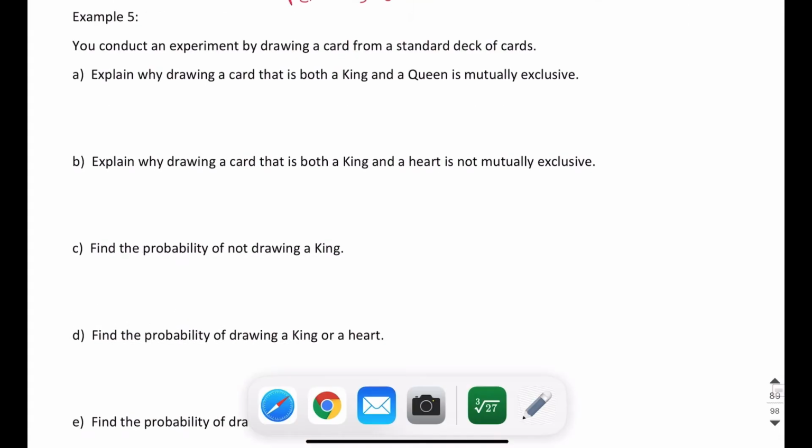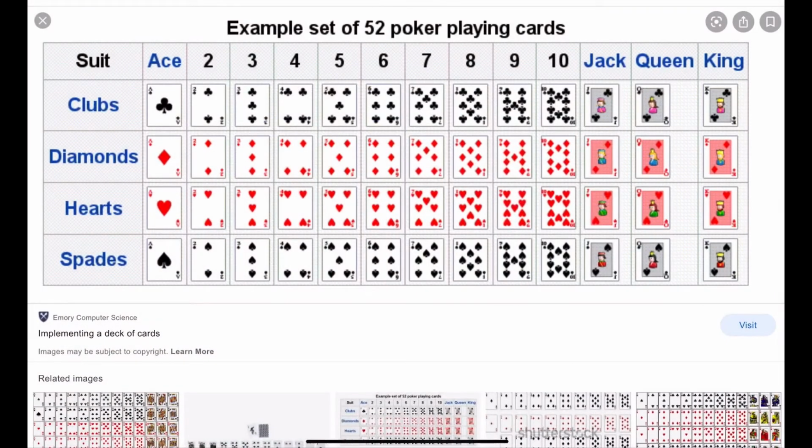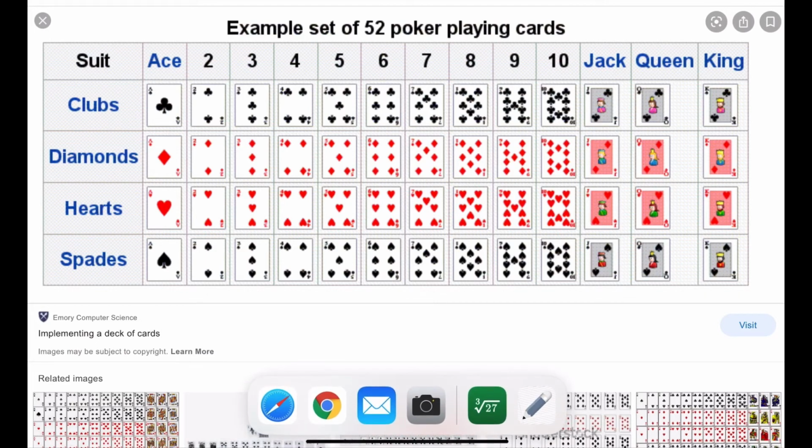In this example, we're going to look at an experiment that's conducted by drawing cards from a standard deck of cards. If you're unfamiliar with the standard deck of cards, we have 4 suits: clubs, diamonds, hearts, and spades. Each suit has 13 cards with an ace, the numbers from 2 to 10, and then a jack, a queen, and a king. We can identify probabilities by determining how many of each type of card we are drawing from this set of 52 cards.